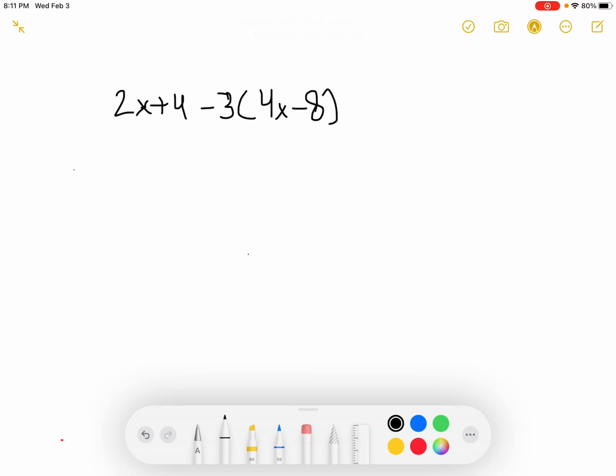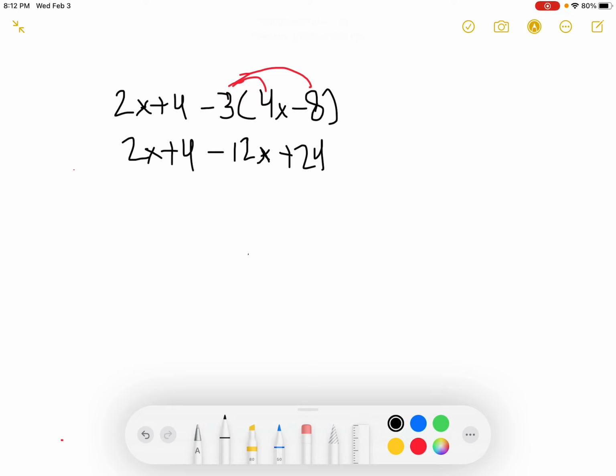First, we need to do parentheses, but even before we can do that, we've got to distribute. We talked about this in the last video. You just have to multiply by each thing in the parentheses. We have negative 3 times 4, which is negative 12x. And then we have negative 3 times negative 8, which is 24. That's positive. So then we still have 2x plus 4. What else can we do?